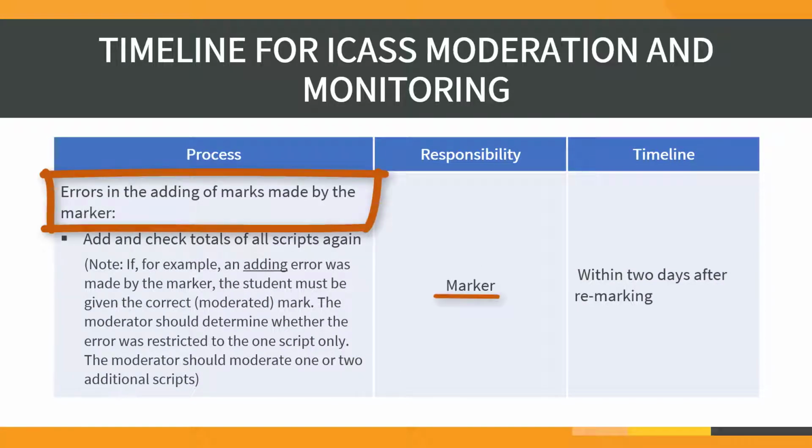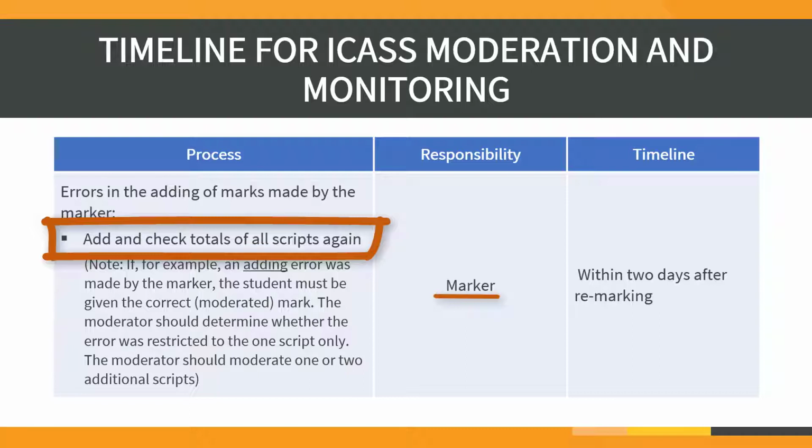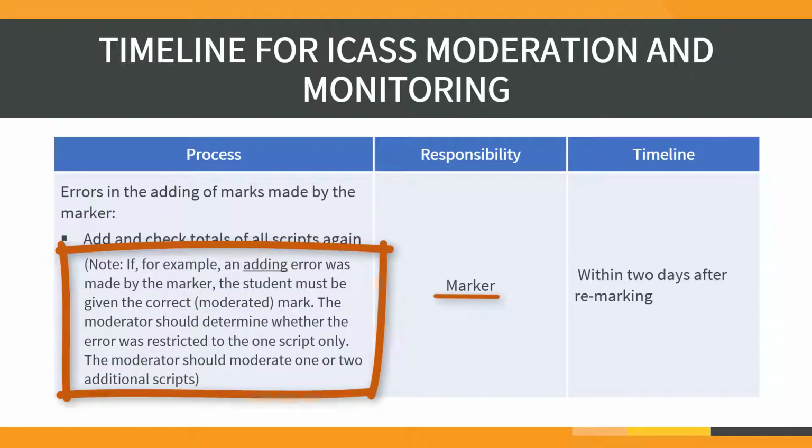Errors in the adding of marks made by the marker. Add and check totals of all scripts again. Note, if, for example, an adding error was made by the marker, the student must be given the correct moderated mark. The moderator should determine whether the error was restricted to the one script only. The moderator should moderate 1 or 2 additional scripts.